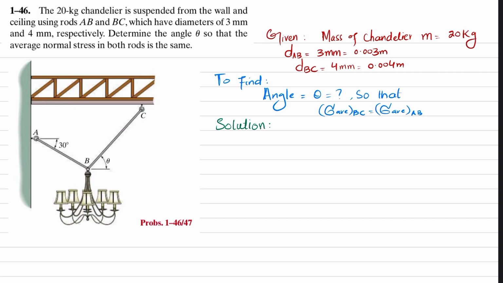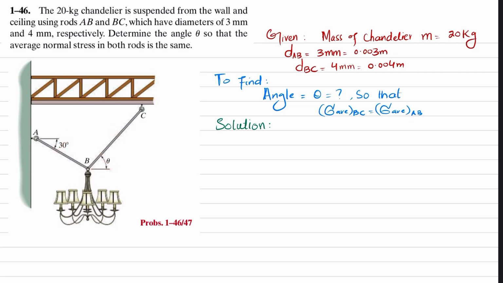From this figure you can see this is the cylinder that has a mass of 20 kg acting downward. This is cable BC and this is rod AB, and the rod AB has a diameter of 3 millimeter while BC has a diameter of 4 millimeter. So you have to find this angle theta for which the average normal stress in BC is equal to AB.